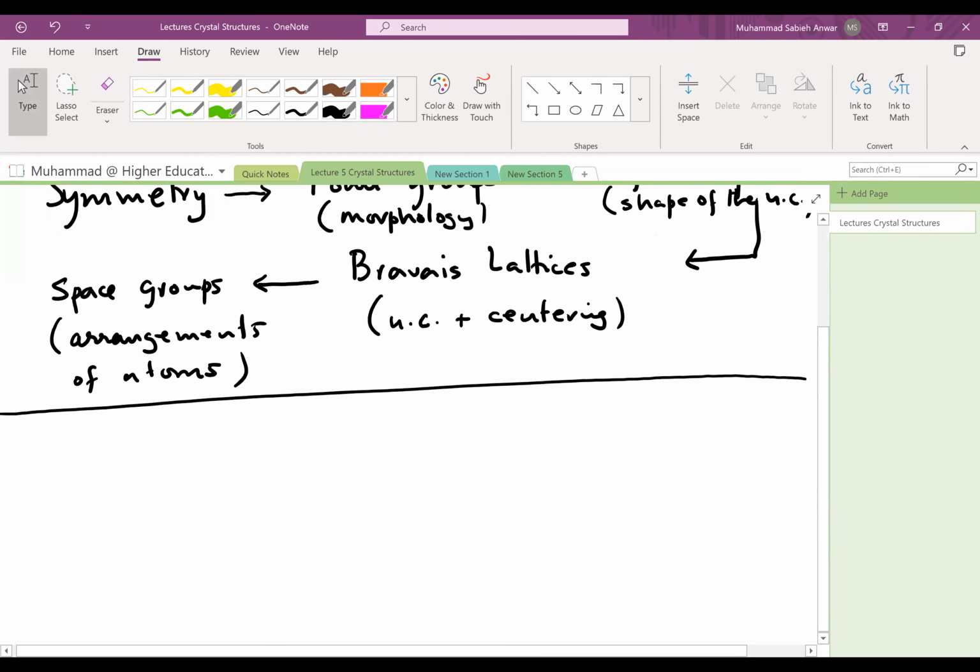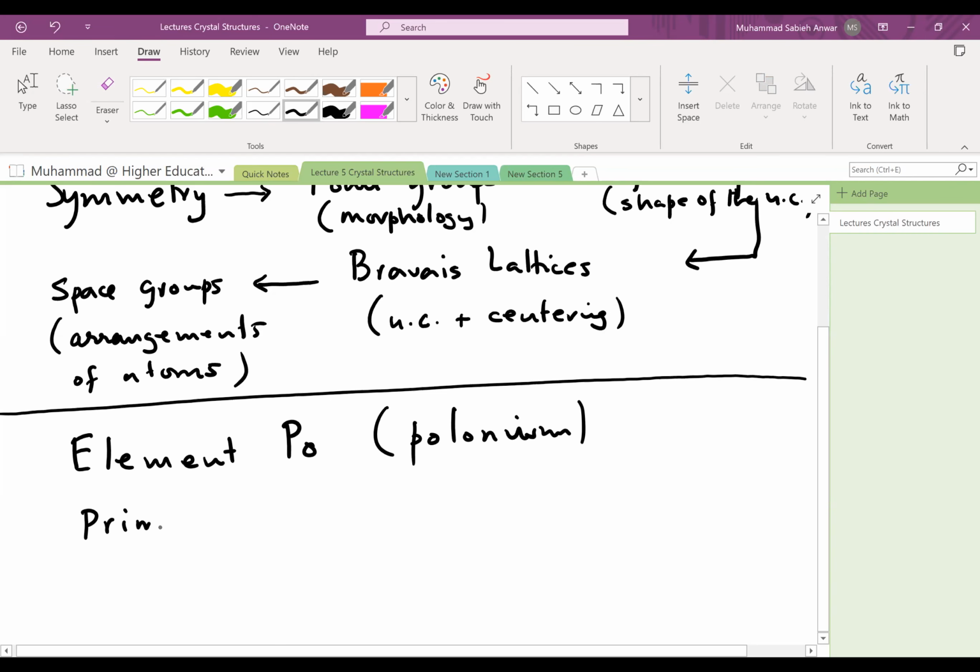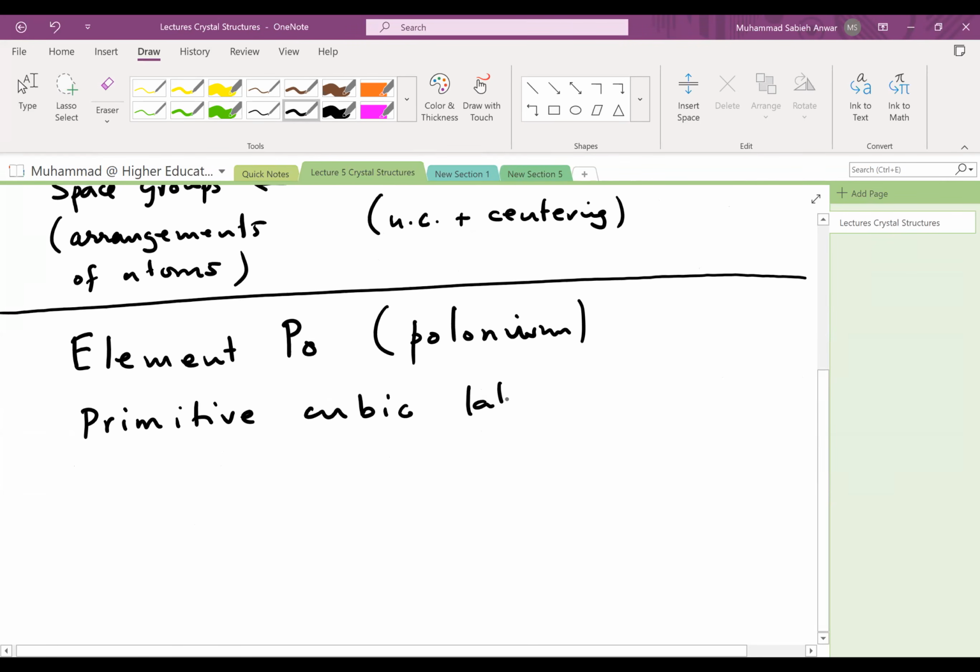So let's start off by looking at some simple structures. Consider the element polonium. Now, polonium is a primitive cubic lattice.